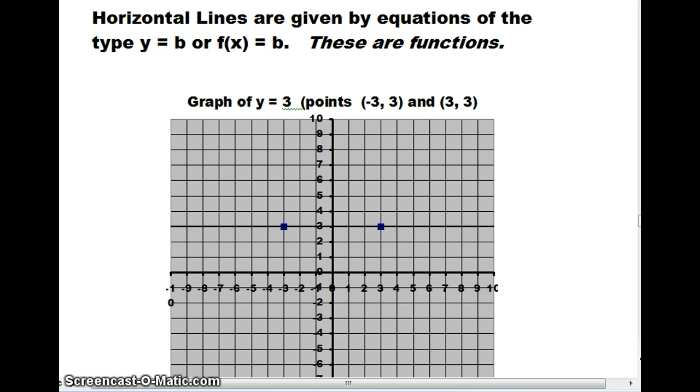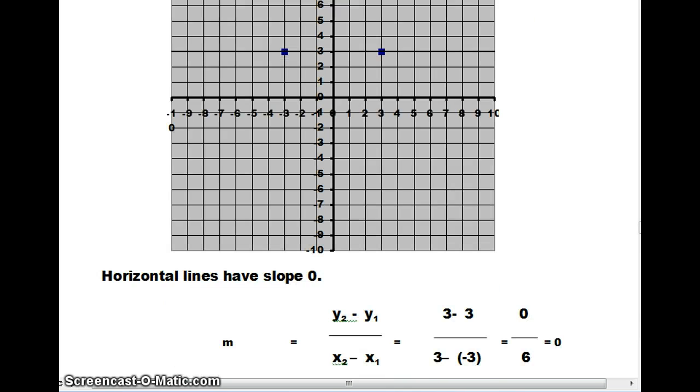So if I take our 2 points and plot those and draw a line through it, then I'm going to get a horizontal line that is parallel to the x-axis and is 3 units above the axis. Horizontal lines have a slope of 0, just like we would think. If we think of this as being the surface of a room, it's straight across. It doesn't go up or down, so it has a slope of 0.